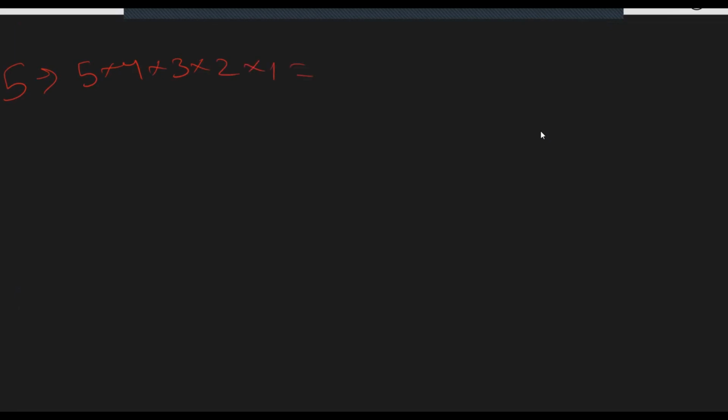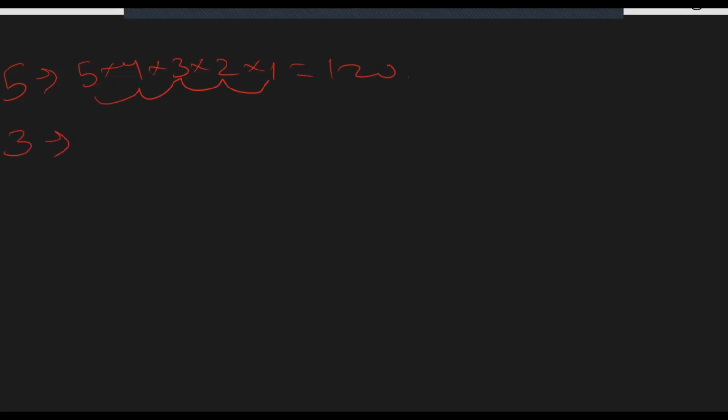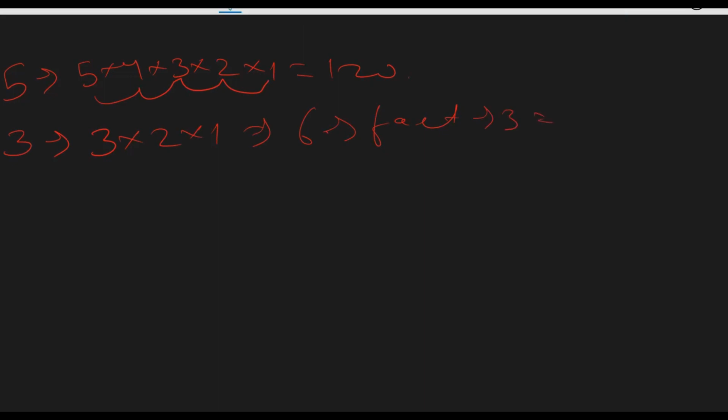So that is 120. Let's suppose you want to do factorial of 3. It could be 6. So factorial of 3 equals 6 and factorial of 5 is 120. So let's deep dive into the coding part.